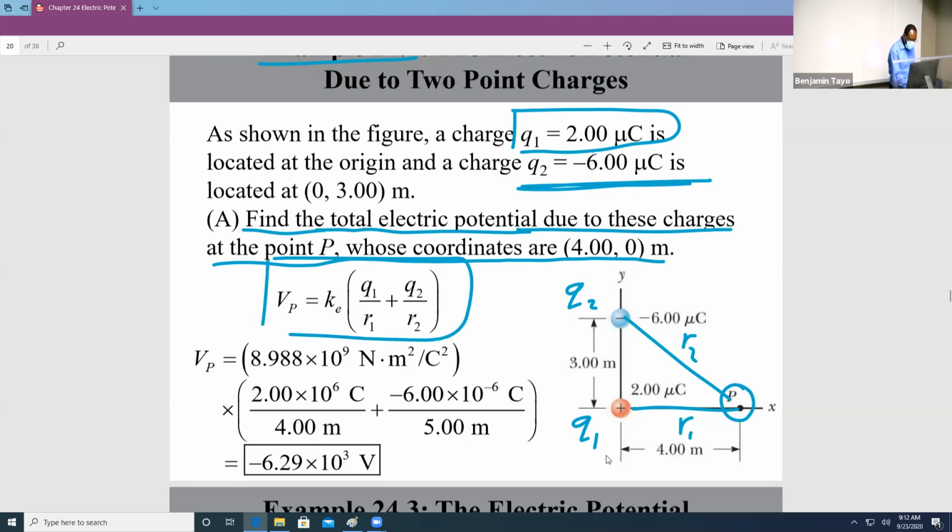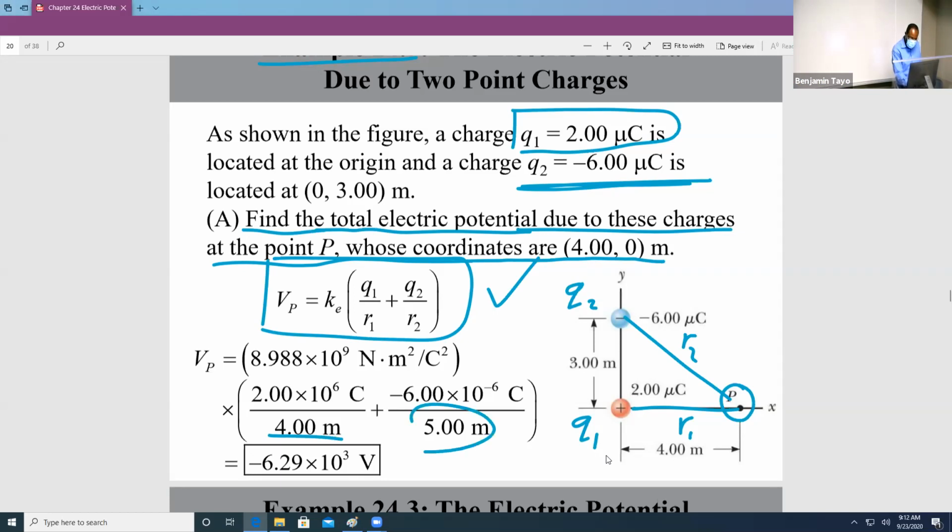Again, remember that to calculate potential, you don't need any X and Y components, right? Electric field is a vector quantity, so you need X and Y. Potential is very easy to calculate because you just plug in the numbers. You don't need to take X and Y components. So if you go ahead and plug in those numbers, you see that my R1 is equal to 4.0.